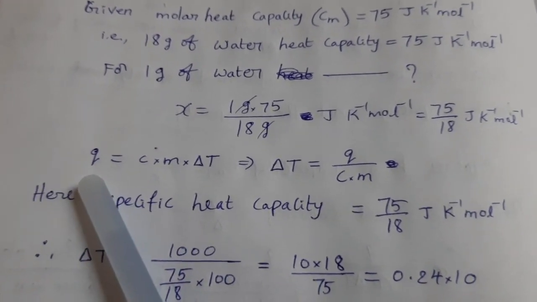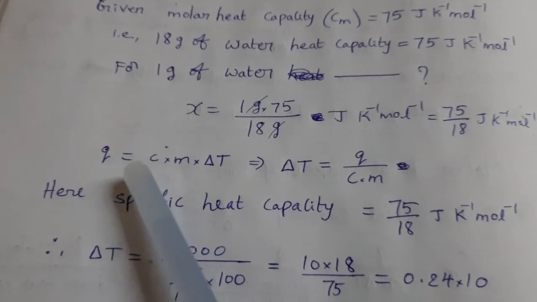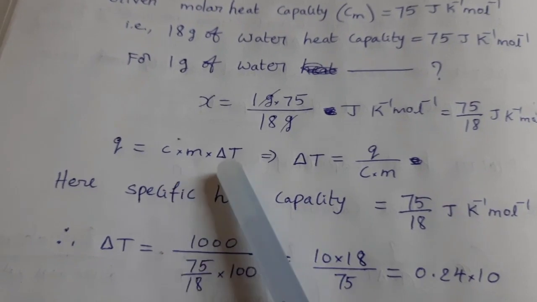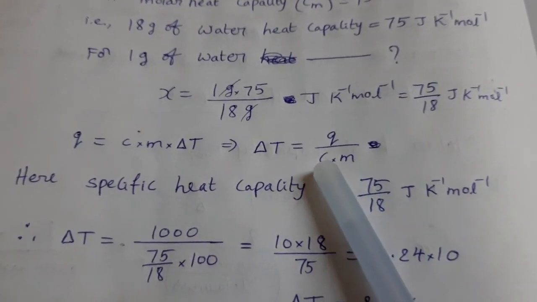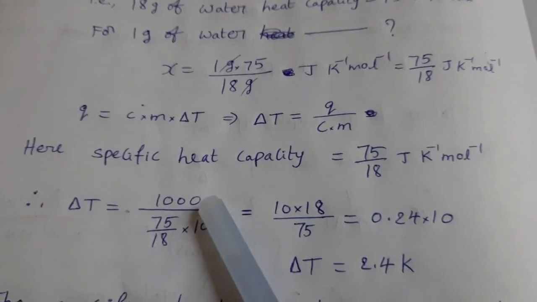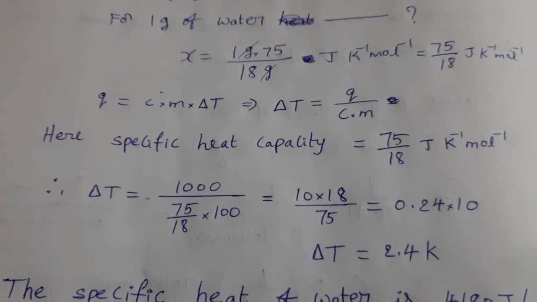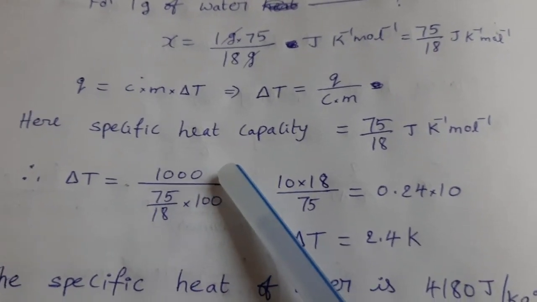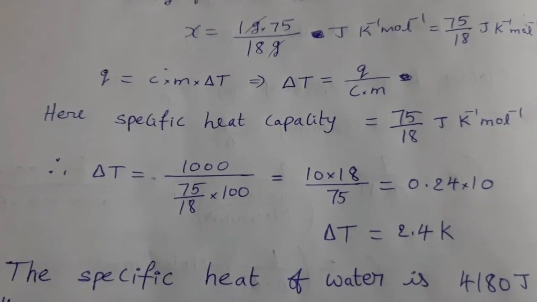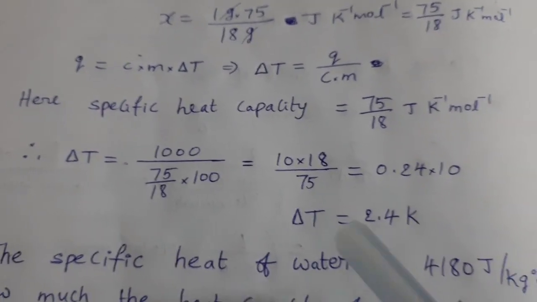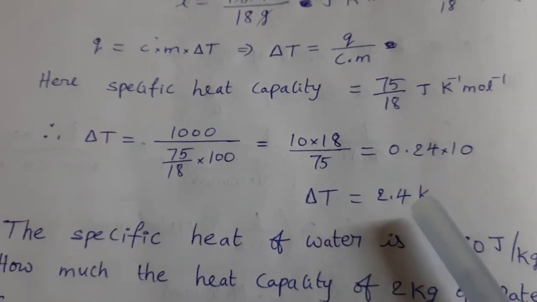Now we want to calculate delta T. For that, formula: Q equal to specific heat into mass into delta T. From this, delta T equal to Q divided by specific heat into M. Here Q means 1 kilojoule. Convert that into joules. So 1000 joules divided by specific heat, 75 divided by 18, into mass of the water, 100 grams. Substitute values, then delta T we can get, that is 2.4 Kelvin.